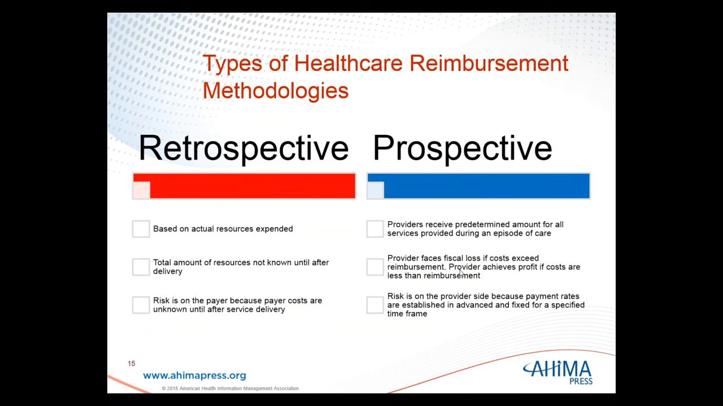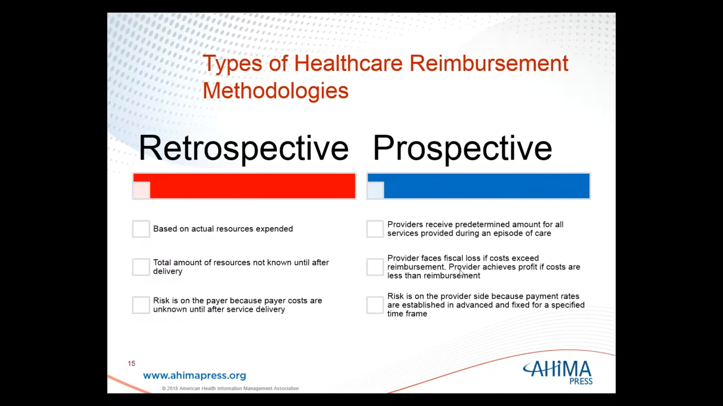So we have two different types of health care reimbursement methodologies. We have retrospective and prospective. Retrospective is based on the actual resources that are expended. The total amount of resources is usually not known until after they're delivered. The risk is on the payer because the payer's costs are unknown until after the service is rendered. Some examples would be a fee schedule, percentage of the billed charge, or per diem. And Table 1-4 compares those three examples.